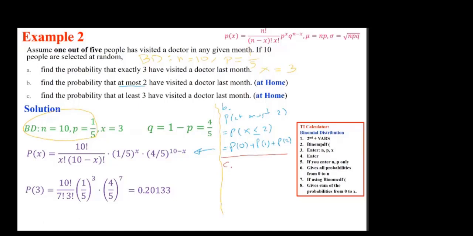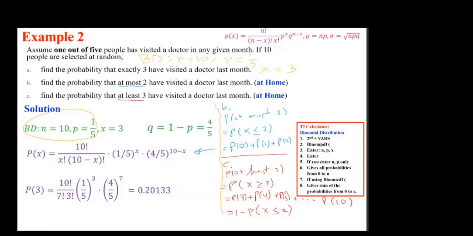How about part C? Let's write it down. Probability of at least 3. That means probability of x larger than or equal to 3. We simply put, if we were to calculate it, would be P of 3 and then 4 all the way to n. You have to go all the way to n. However, probability of x larger than or equal to 3 is the same as 1 minus probability of x less than or equal to 2. And you've already done part B.